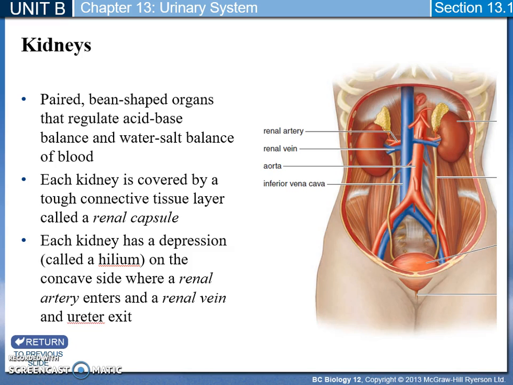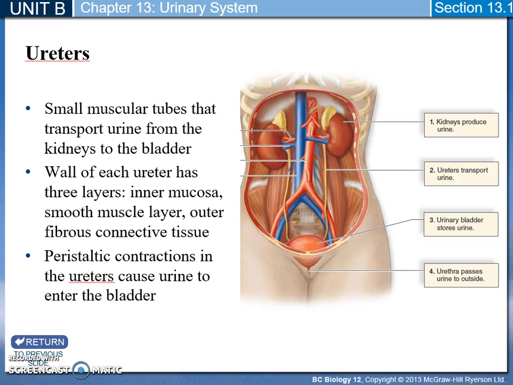The kidneys themselves are paired bean-shaped organs, and they regulate acid-base balance and water-salt balance of blood. Each kidney is covered by a tough connective tissue layer, which is known as a renal capsule. And each kidney has a depression called the hilum on the concave side where a renal artery enters and a renal vein and the ureters exit.